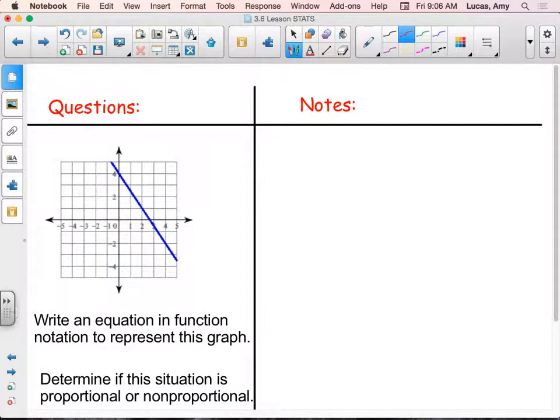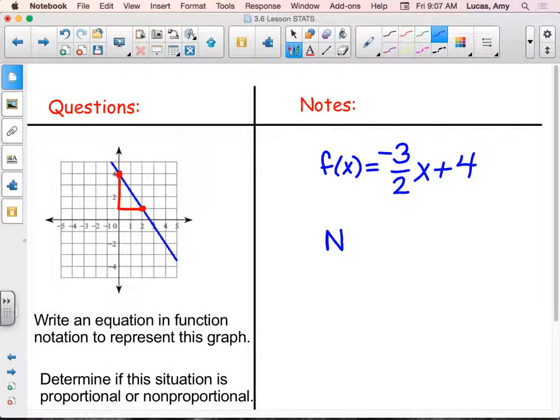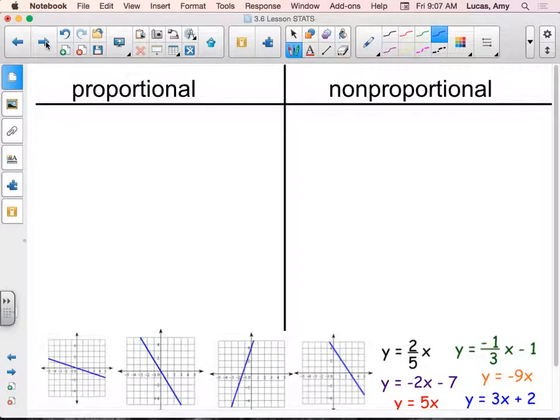Next one. Point here and point here. So f of x equals my slope. Always make sure you're starting at the point on the left. So I'm going to have to go down 3 over 2. So that makes my slope negative 3 halves. And then my intercept is positive 4. So no, this is not proportional. Does not go through the origin.